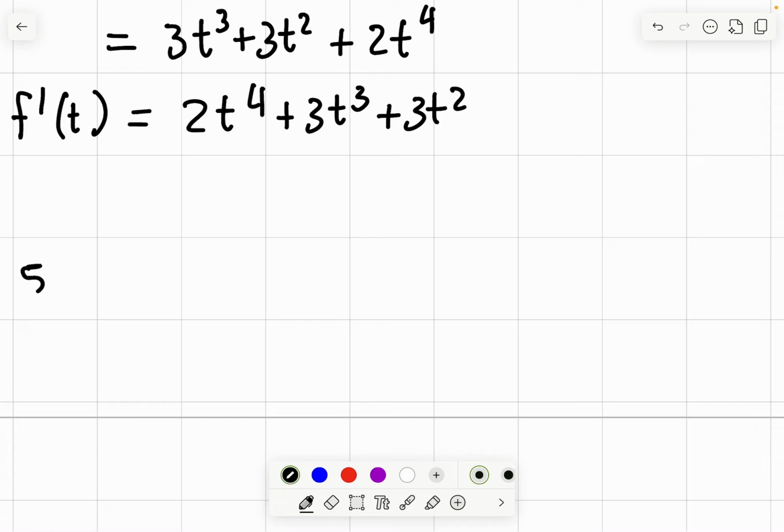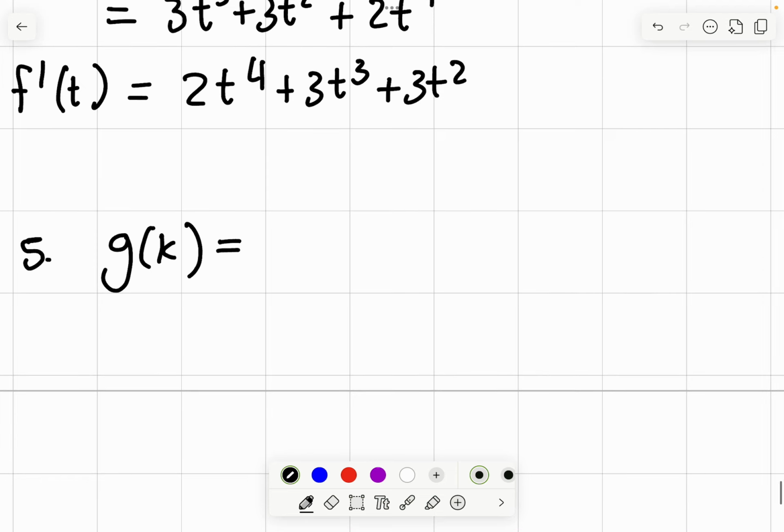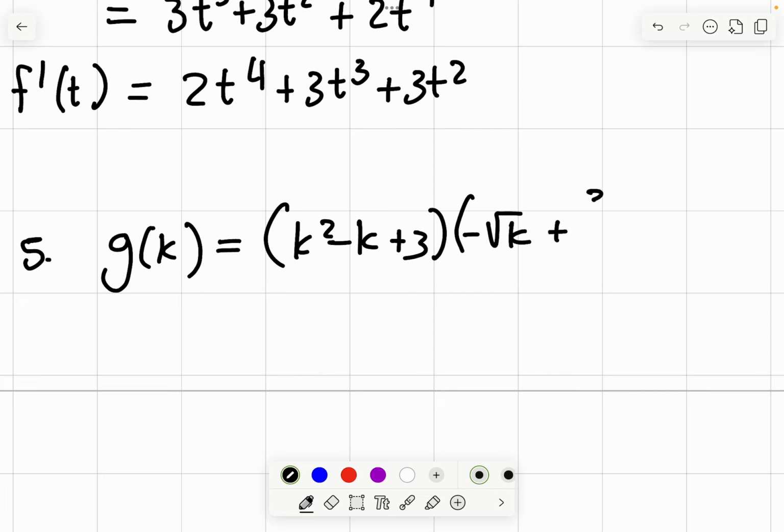Our number 5 reads as follows. We have g of k. It means the function has the k variable in it. We're going to have k squared minus k plus 3. It's beneficial to pause the video and do these things on your own. We have k, we have 3, we have 3 root 3 of k.